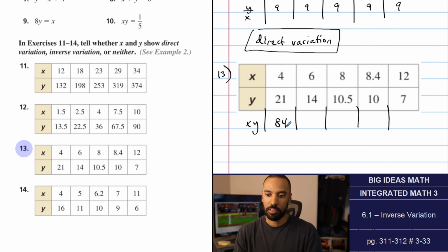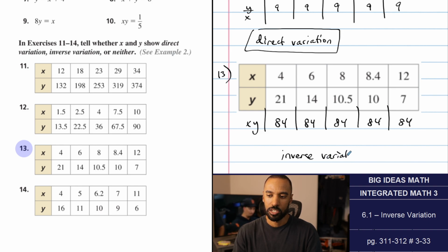4 times 21 is 84. 6 times 14 is 84. 8 times 10.5 is 84. This is 84, and we got 84. So we have a case of inverse variation by multiplying those two, not direct variation.